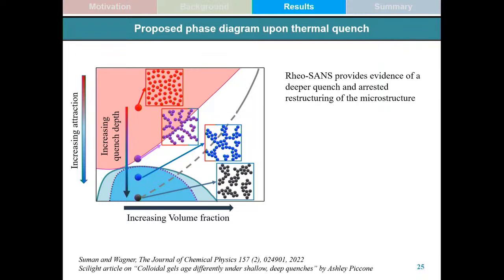As we go further down and decrease the temperature and extent of thermal quench, we enter the two-phase region where we have a very colloid-rich region, and we need to understand more about that region.